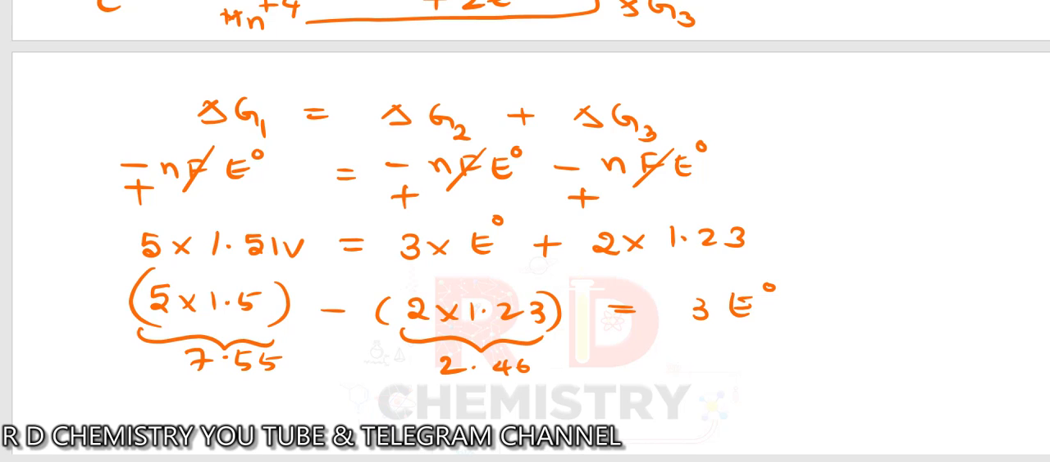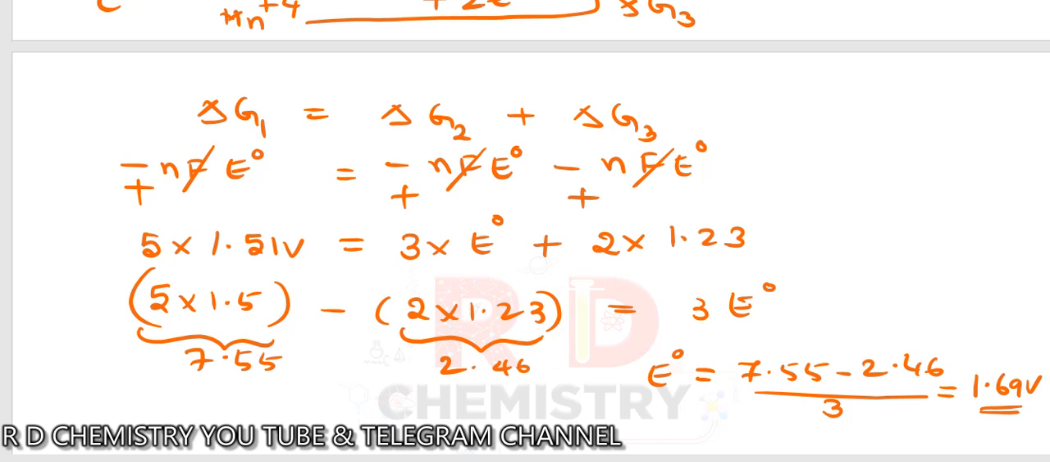Therefore, finally we'll have E naught value equal to 7.55 minus 2.46 divided by 3, and this will be equal to 1.69 volt. Hope you understood.